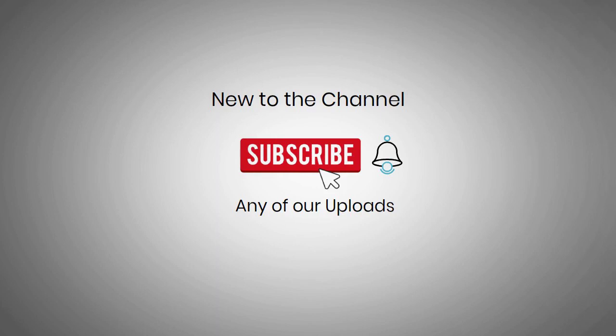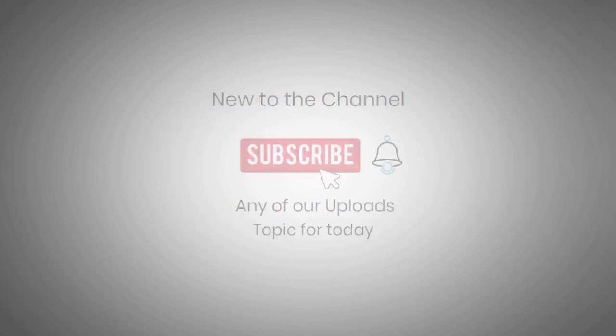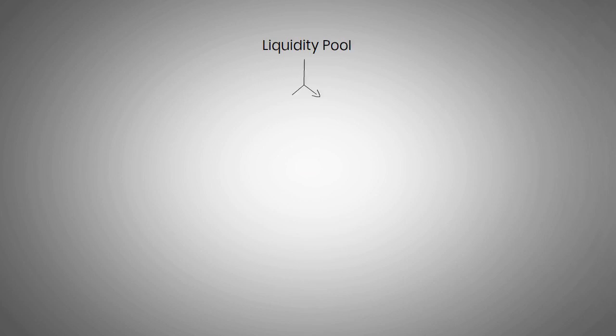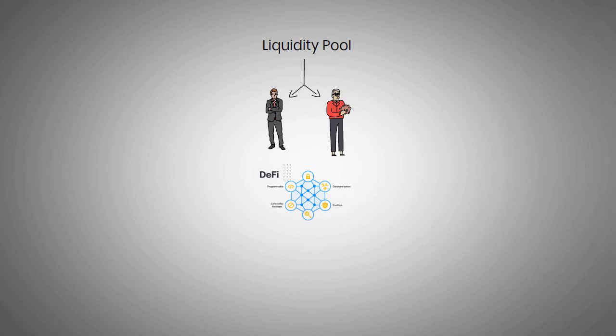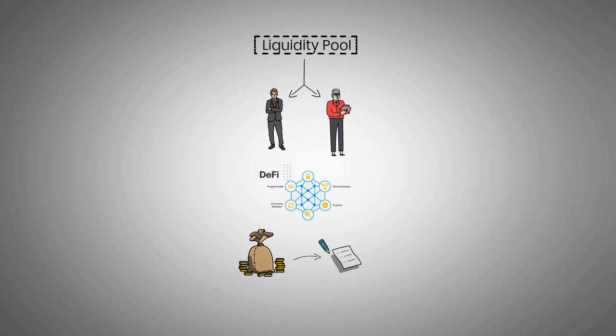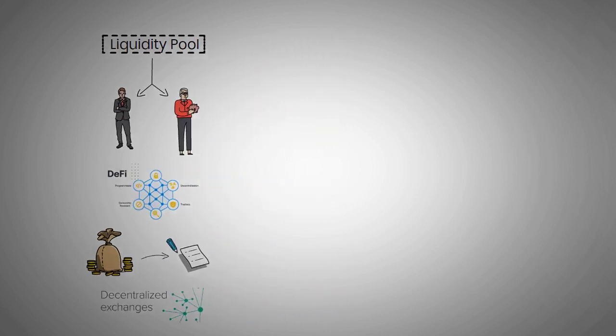Now, with the intro out of the way, let's get into our topic for today. A liquidity pool allows crypto traders and investors to gain market liquidity in the decentralized finance markets. More specifically, liquidity pools are a pool of funds placed into a smart contract to provide liquidity for decentralized exchanges, also known as DEX, lending and borrowing protocols, and other DeFi applications.